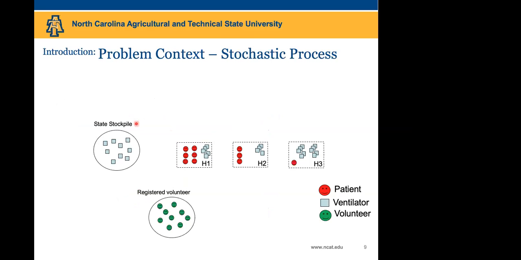The other problem that makes this more complex is that we have random arrival of ventilators and random arrival of volunteers. They arrive randomly, as well as random demand arrival. So demand arrives to each hospital randomly. So there is a stochastic process in this model, because, as we mentioned in the beginning, we have a multi-objective stochastic model. The multi-objective part we will discuss on the following slides.